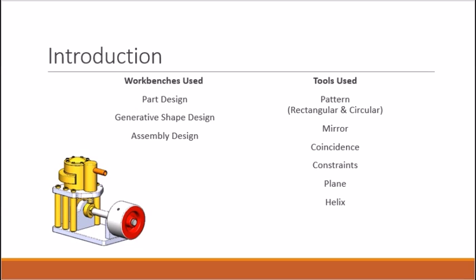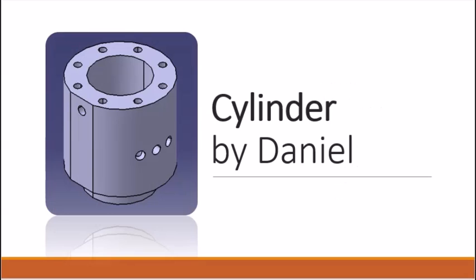The workbenches identified on the screen shown would be the part design, generative shape design, and assembly design. And some of the common tools used in addition to the ones shown there are our sketch pad, hole tools, as well as fillets. And these are common phrases that will be used throughout the process as we walk you through our design. So Joanna and I chose a couple of parts to discuss in detail.